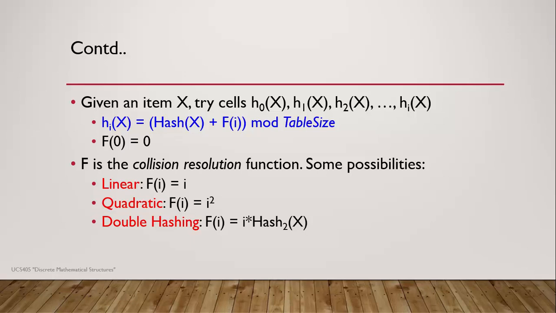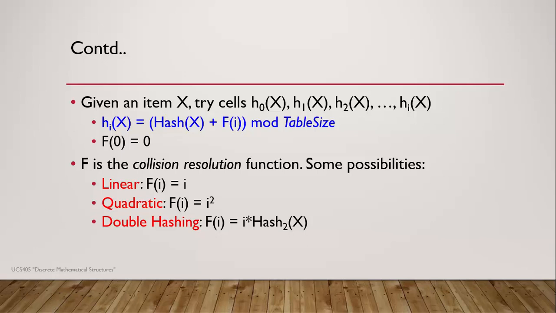What we do in open addressing, if we want to insert item X in the hash table, is try the cells H0(x), H1(x) and so on till we find an empty cell, where Hi(x) is equal to the hash value of x plus f(i) mod table size, and f(0) is equal to 0. Meaning that first we find the hash value of x. If there is a collision, then we add another function f(i) and take the mod table size.